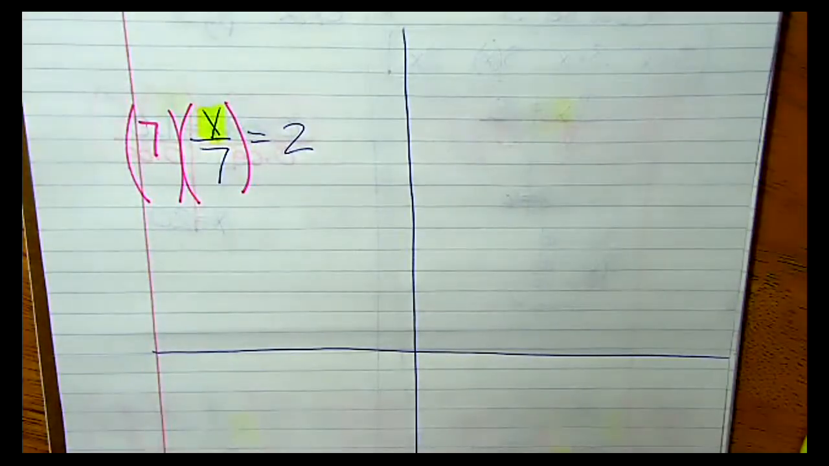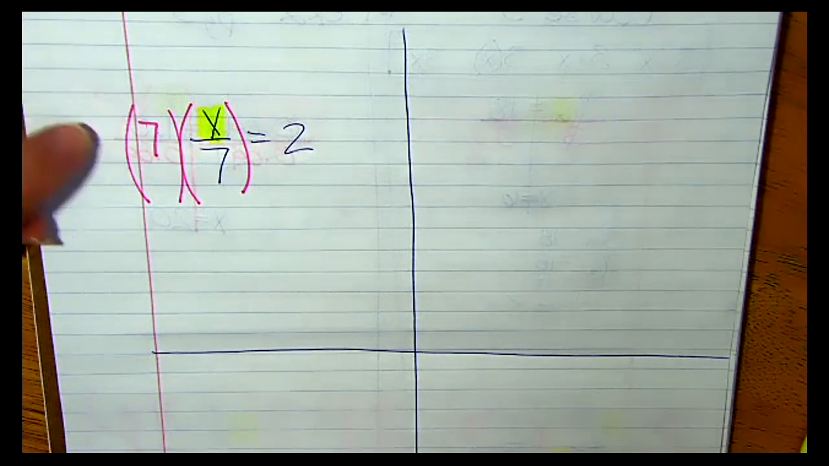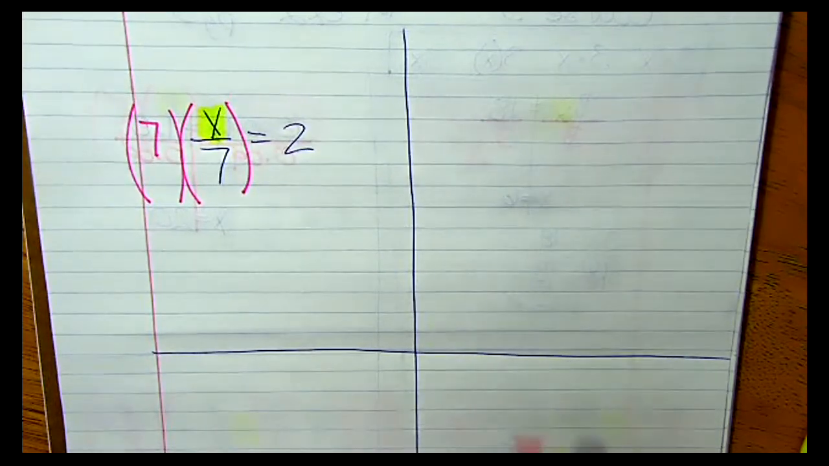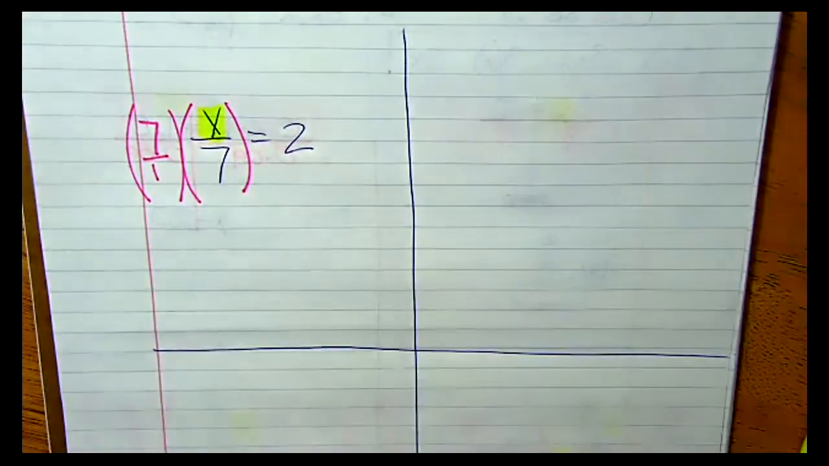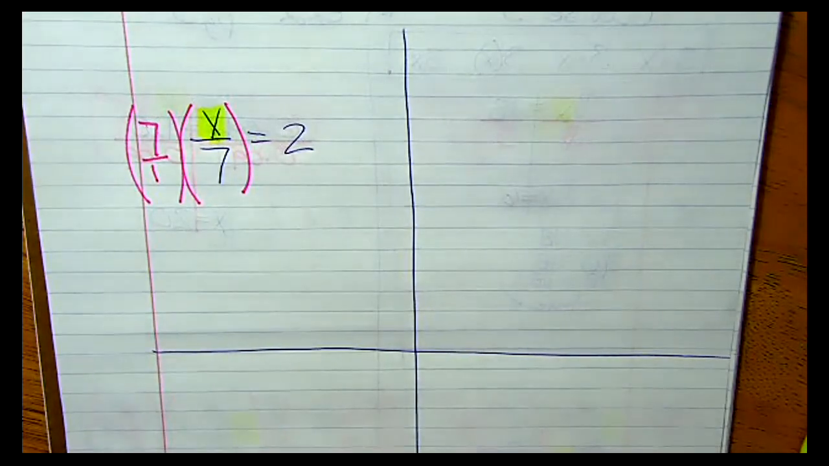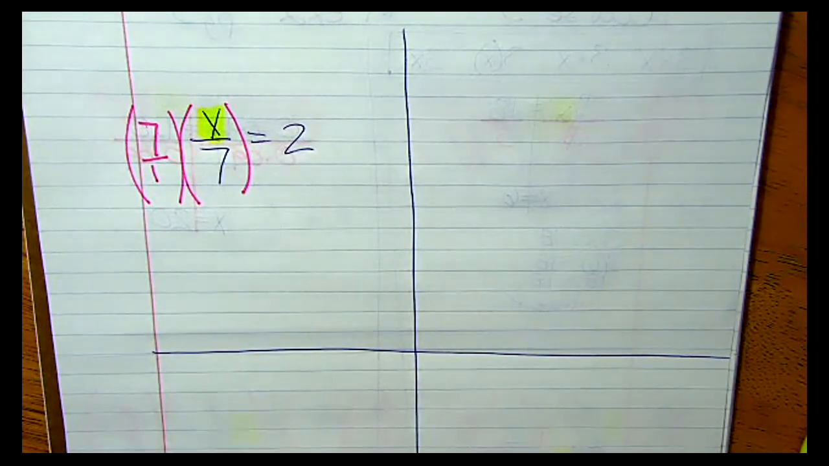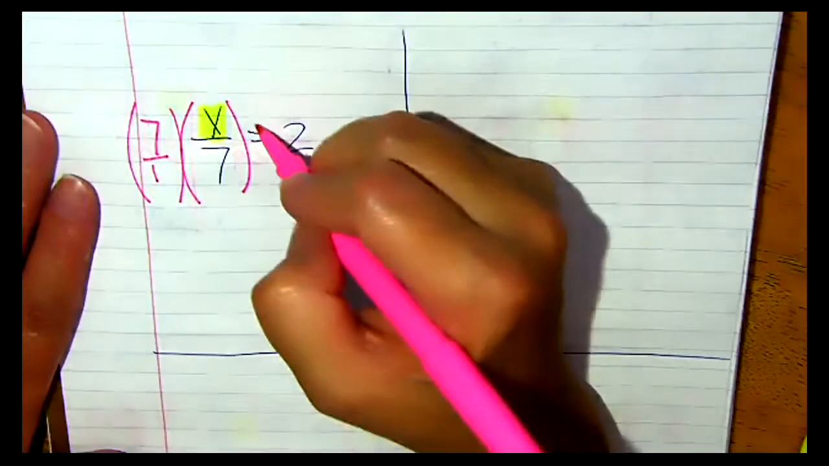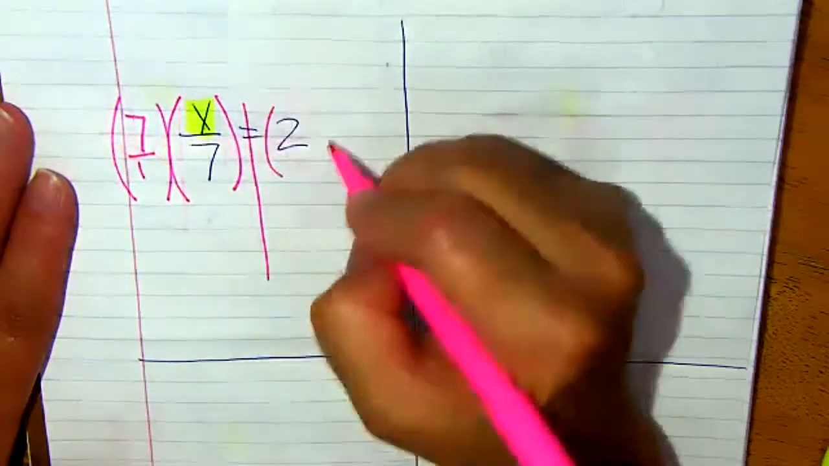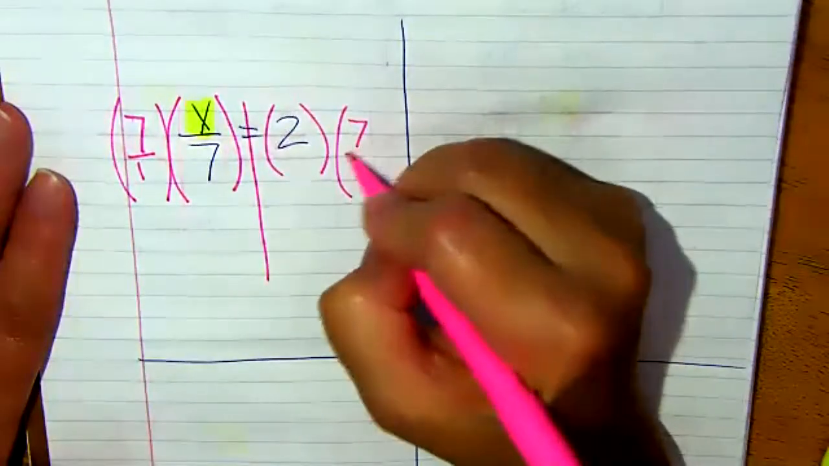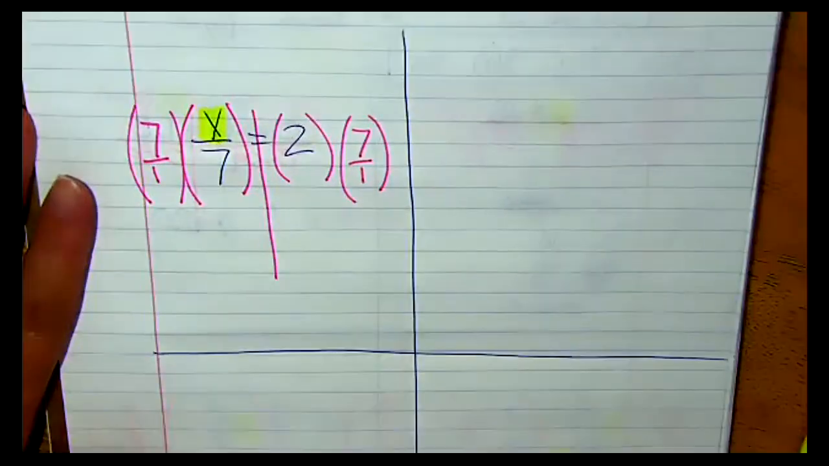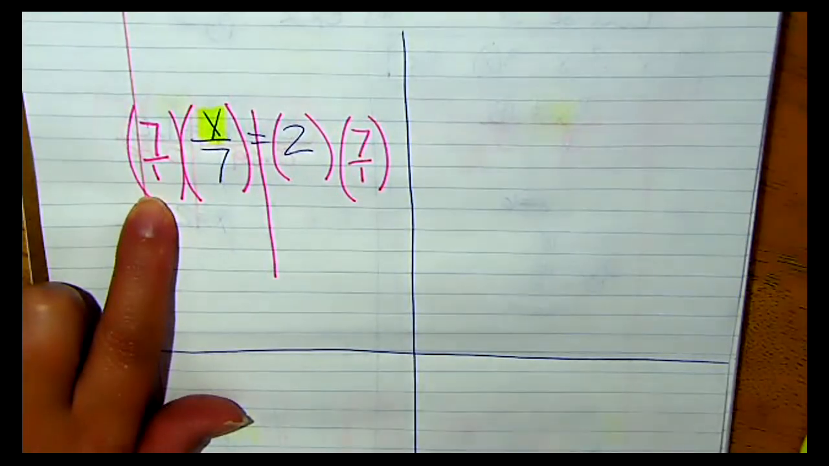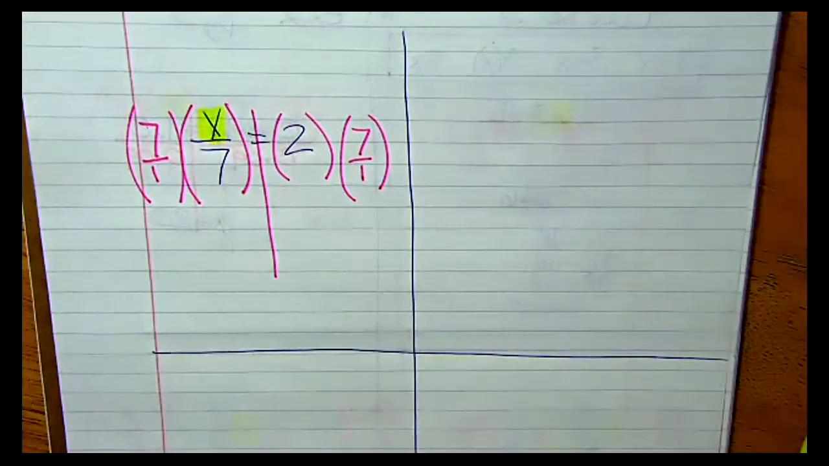And if it helps you to keep things straight, you can multiply by 7, or you can multiply by 7 over 1. Either is fine. They are the same number. What I do to one side, I must do to the other. So if I multiply this side by 7, I must multiply this side by 7.